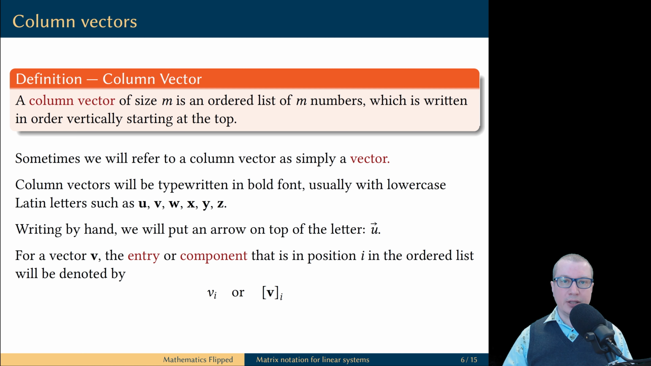We define the entries of a column vector as the numbers that comprise that column vector.